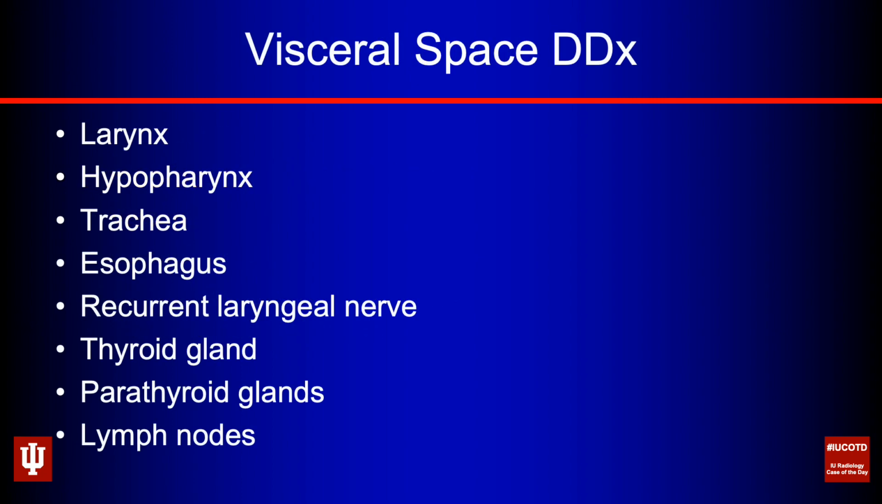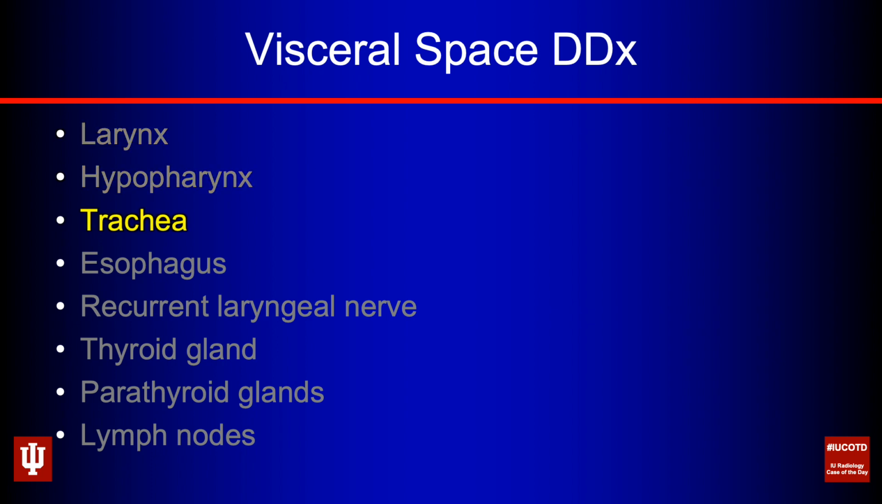Now, as you look at the visceral space, as you can see here, there's a lot of contents within it, and each of these will have different pathologies that can occur. So I'm not going to talk specifically about the larynx, and I'm really only barely going to dabble into the hypopharynx. Those two are an entity unto themselves, and it's a separate talk that would cover all of the many things that can happen here. So we're not going to talk about those, but instead we're going to start with the trachea.